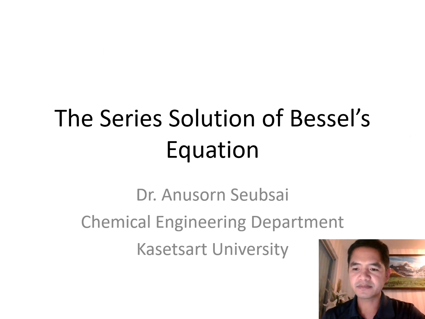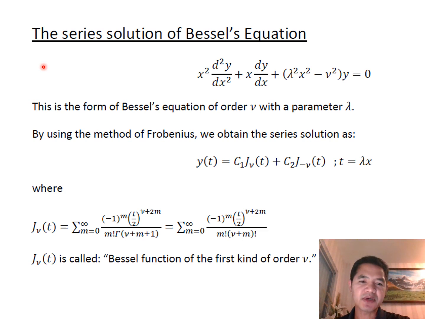Okay, to get the answers in terms of series solution of Bessel's equation, first you have to know what Bessel's equation is. Just look at this form. This is a form of second ODE. Here we have x squared times d squared y over dx squared plus x times dy over dx plus, in this parenthesis, lambda squared x squared minus mu squared times y equal to 0.